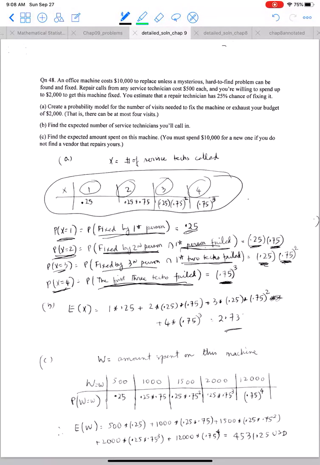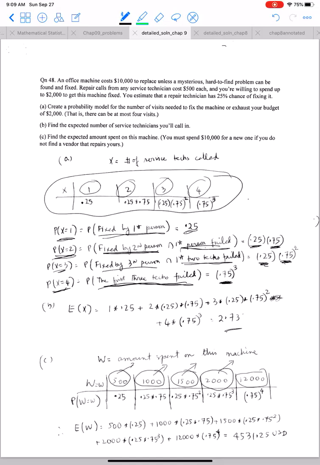Then we look at the next random variable, which is the amount spent on this machine. The amount spent on this machine is either 500 if 1 person visits, 1000 if 2 people visit, 1500 if 3 people visit, or 2000 if 4 people visit. So let me say that again. 500 is if the first person visits and fixes it. 1000 is if the second person visits and fixes it. 1500 is if the third person visits and fixes it. 2000 is if the fourth person visits and fixes it.